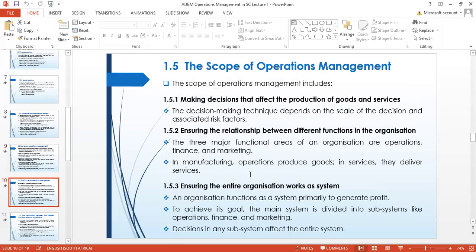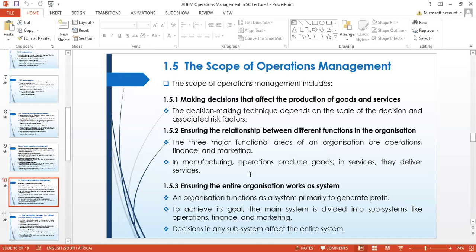The scope of operations management. What is the scope of operations management? So the scope of operations management includes making decisions that affect the production of goods and services. We talked of three levels at which decisions are made: low level, mid level, and the high level. So decisions have to be made there. And these are going to have an effect on the production of goods, on the production of services.